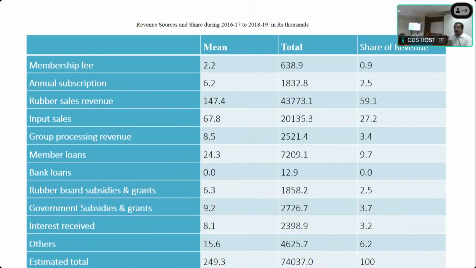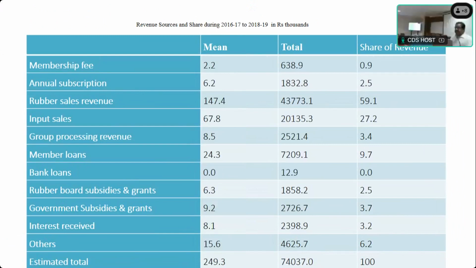Now, this shows the revenue sources and the share of revenue that is coming for the RPS from different assets. Just to focus on these two aspects, most of the revenue is coming from rubber sales. That is the main source of revenue. What I told you, that is procuring and then selling. That's the main source of revenue for the RPS.